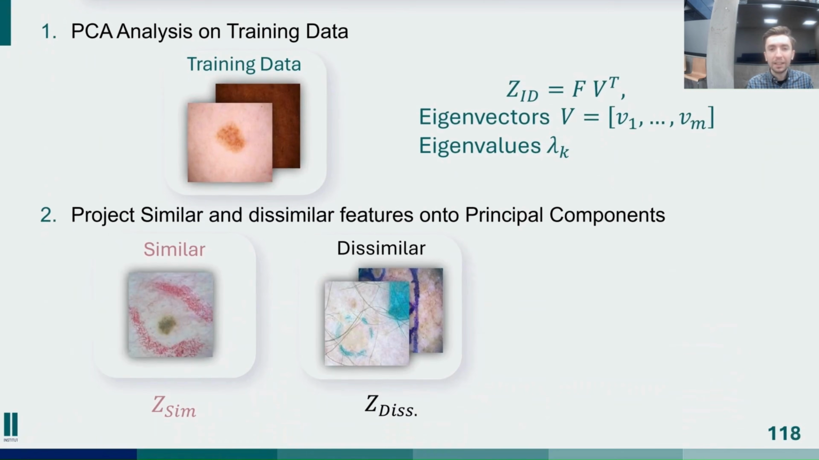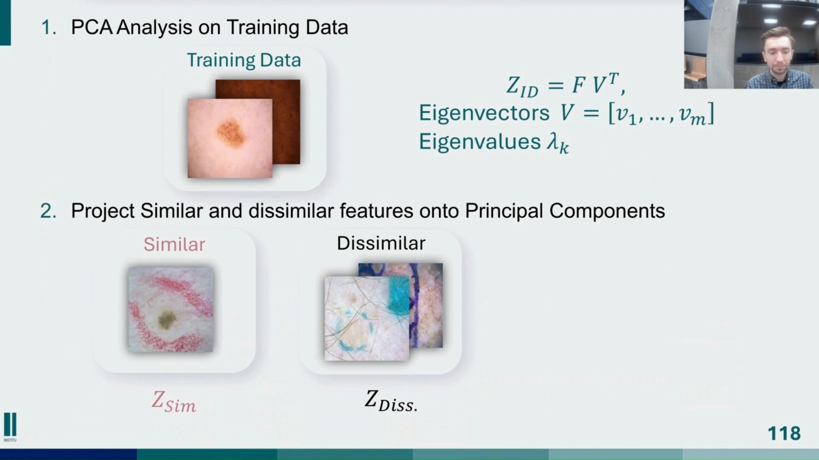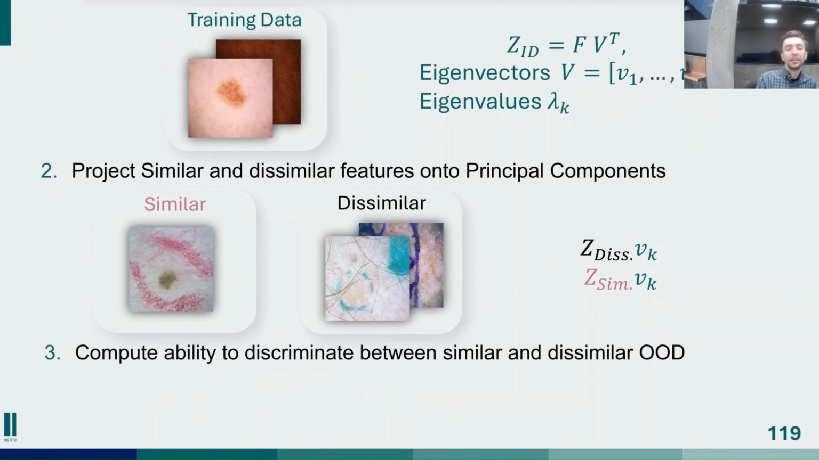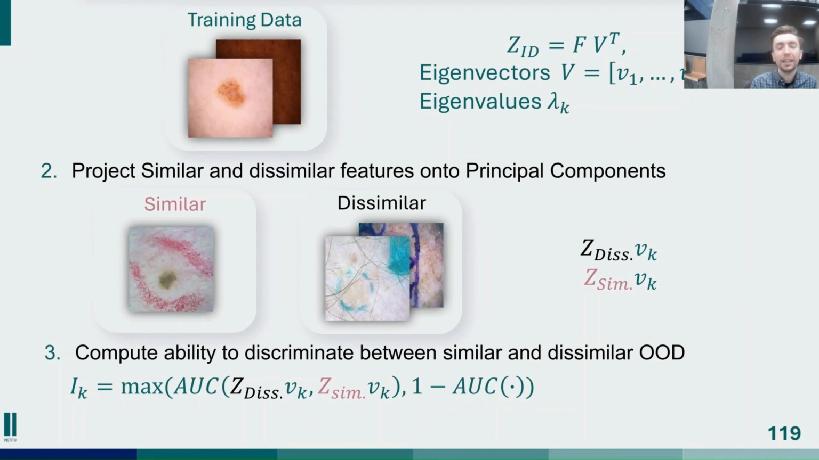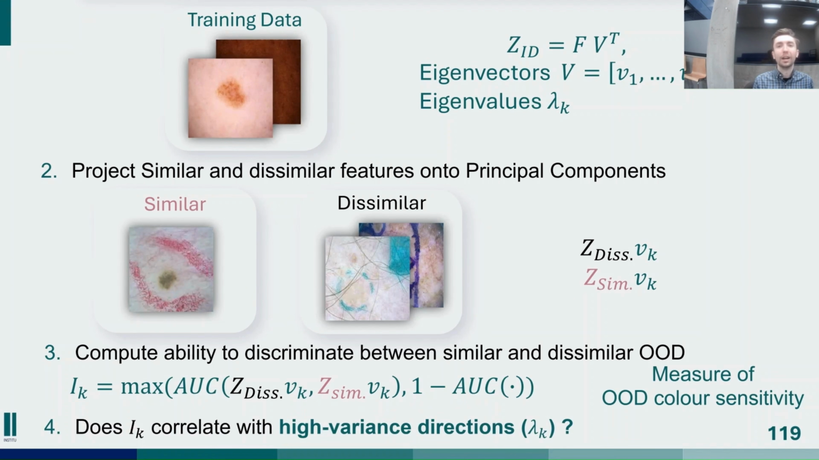We then project similar and dissimilar features onto these principal components. We can then compute the ability to discriminate between the similar and dissimilar OOD using AUC, so using our projections. And we calculate the 1-AUC as well in case it is a negative correlation. And we use this to define a metric shown here, which is a measure of the OOD color sensitivity. And finally, we measure if this correlates with the high variance directions in the model's latent space.